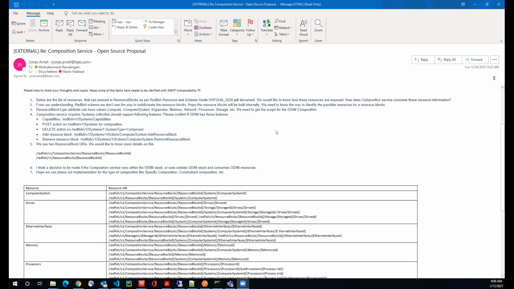Where did you expect the actions to build the resource block? Under the composition service resource blocks, kind of a POST call to build a new resource, and we will pass some. But the composition service, you mean the one that the composition task force is working on right now, is it?